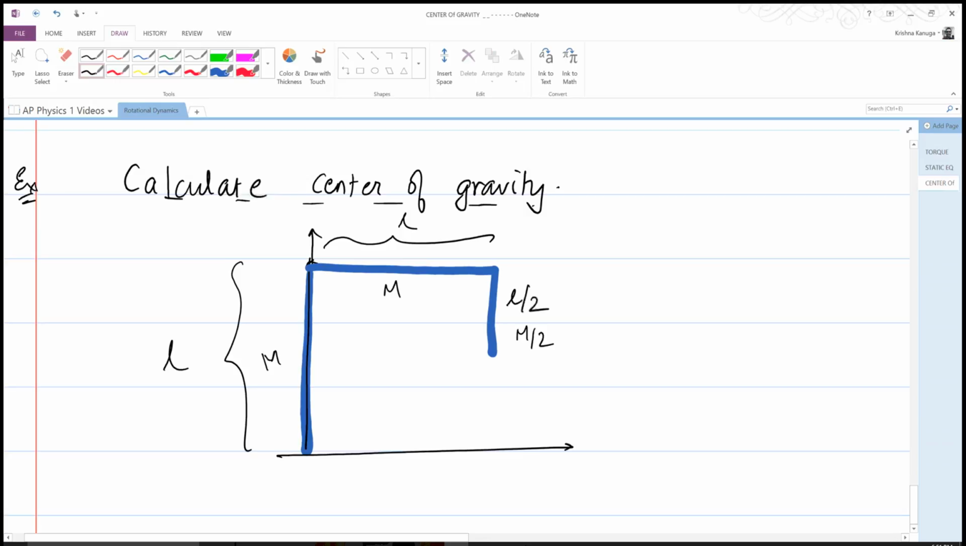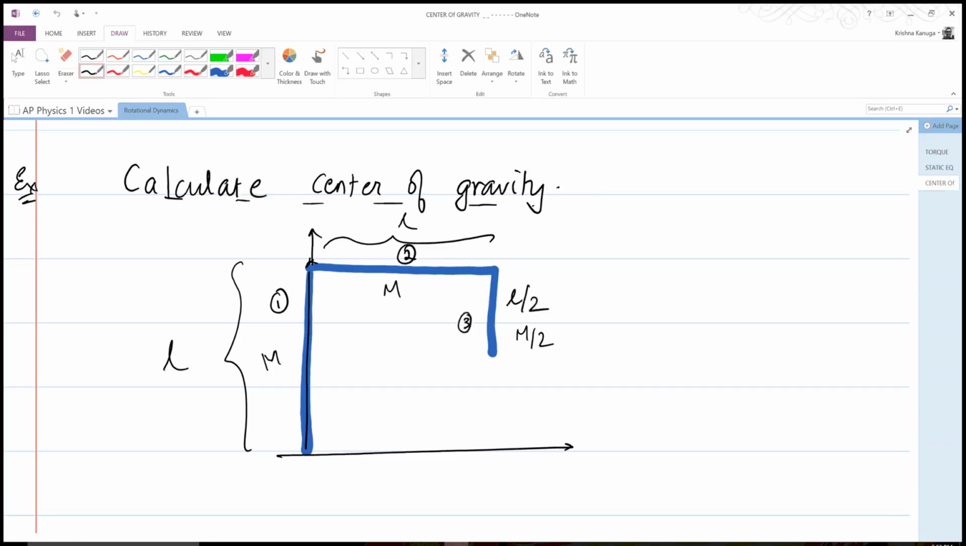Alright, so in this video we'll calculate the center of gravity, the center of mass, of this extended object. What we know about this object is that it's made up of three pieces. Each piece is uniform. Piece 1 is of length L, piece 2 is of length L as well, but piece 3 is half the length, and therefore the masses are going to be m, m, and then half m. We're going to figure out the center of gravity.